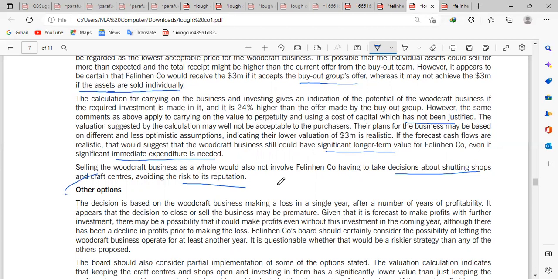The decision is whether to own the woodcraft business, which made a loss in a single year after a number of years of profitability. It appears that the decision to close or sell the business may be premature. Given that it is forecast to make a profit with future investment, there may be a possibility that it could make profits even without these investments in the coming year. Although there has been a decline in profits prior to making a loss, the company's board should certainly consider the possibility of letting the woodcraft business operate for at least another year. It is questionable whether that would be a riskier strategy than any of the other proposals.